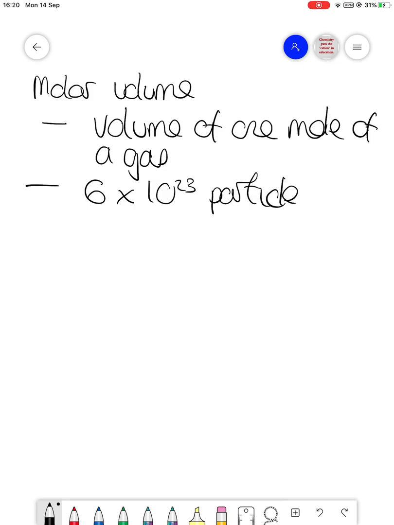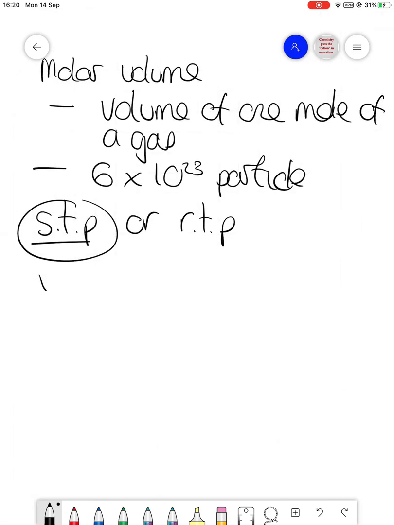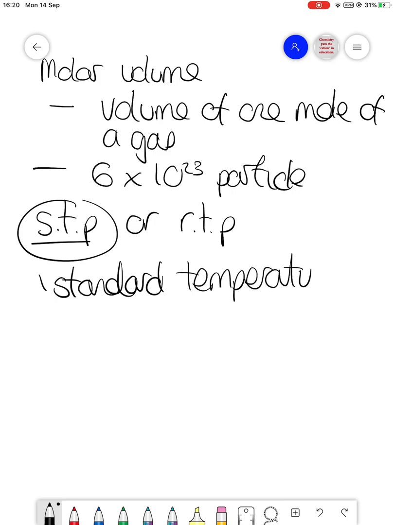In terms of the questions that they ask, they can ask it in terms of volume at s.t.p or at r.t.p. And we're only really interested in s.t.p today. So s.t.p stands for standard temperature and pressure, and these are fixed conditions, so there'll be a particular volume at these conditions.